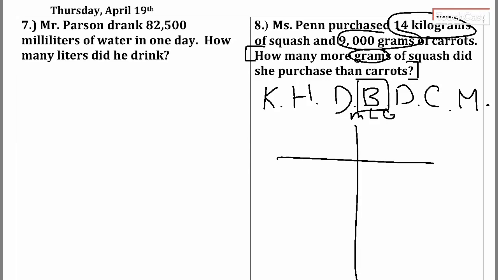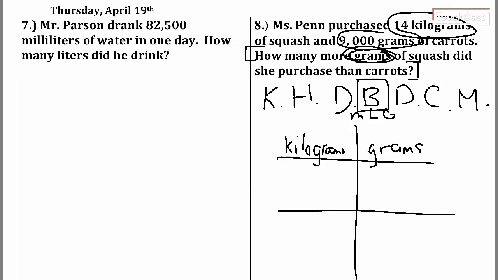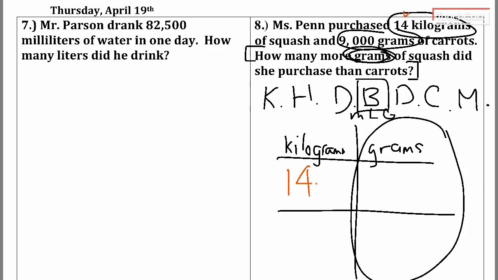Okay, so we have kilograms, and then we have grams. All right, so the first thing we're going to do is we're going to think, what is the problem asking us to solve? Well, we are solving for grams. So this is the column that I'm focusing on. All right, so I'm going to fill in the information that the problem gave me. I have 14 kilograms of squash, 14, and I have 9,000 grams of carrots, 9,000. Now, I know I need to convert 14 kilograms to grams, but I don't need to convert 9,000 grams to kilograms because I'm in the right column already.